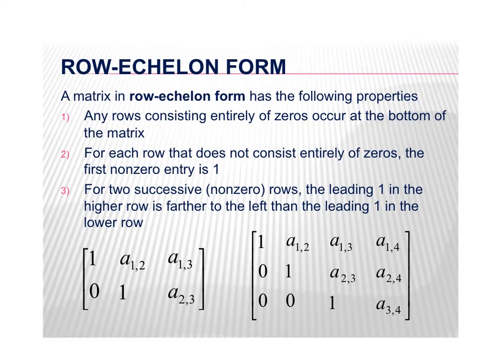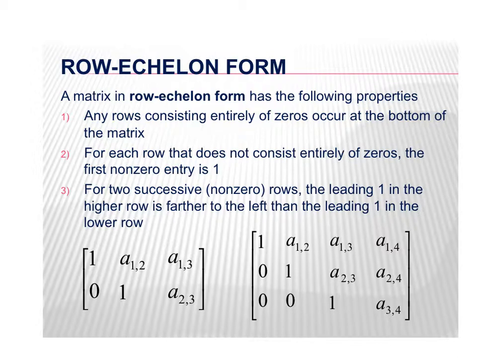All right, so this is called row echelon form. In a matrix, row echelon form has the following properties. Any rows consisting entirely of zeros occur at the bottom of the matrix. So if I have all zeros, it has to be at the bottom. For each row that does not consist entirely of zeros, the first non-zero entry is 1.